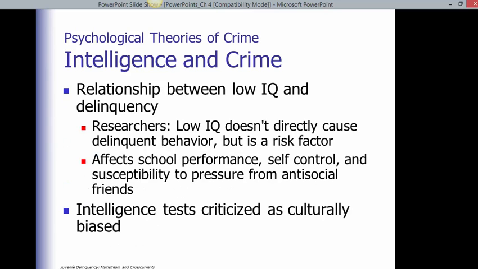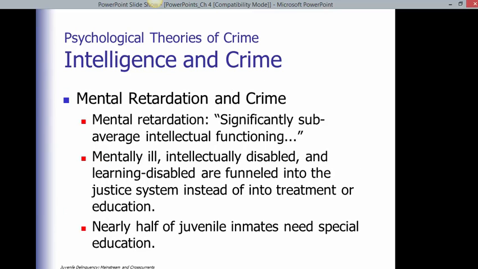Relationship between low IQ and delinquency. Research shows low IQ doesn't directly cause delinquent behavior, but it is a risk factor. It does affect school performance, self-control, and susceptibility to pressure from antisocial friends. Intelligence tests are criticized as culturally biased.